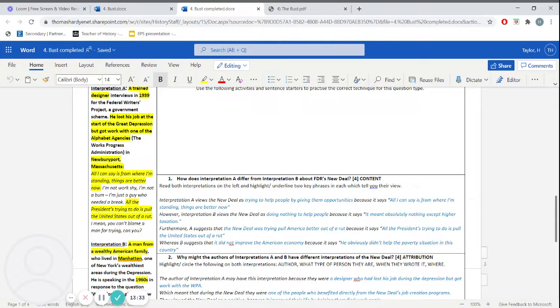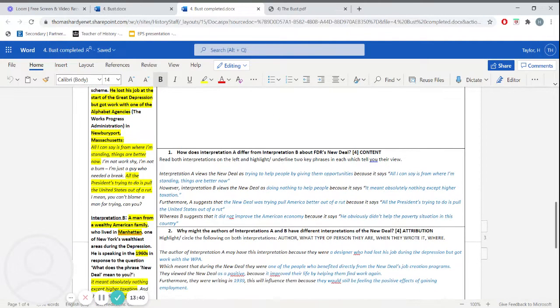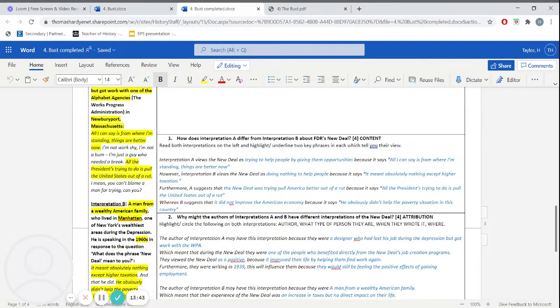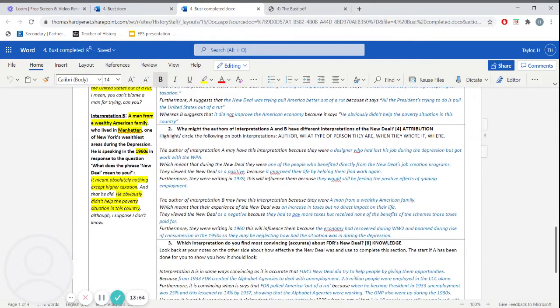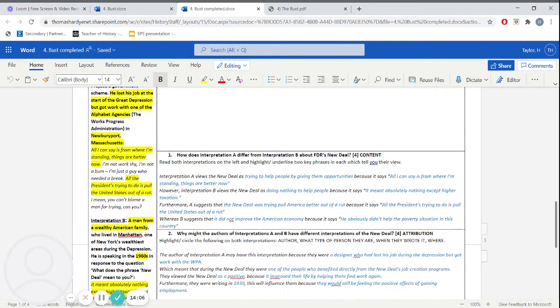To help you out, a good way to start is to highlight two key phrases which tell you your view. So the ones I've gone with in interpretation A is, all I can say is from where I'm standing, things are better now. And all the president is trying to do is pull the United States out of a rut. And then for interpretation B, I've gone with, it meant absolutely nothing except higher taxation. And he obviously didn't help the poverty situation in this country.